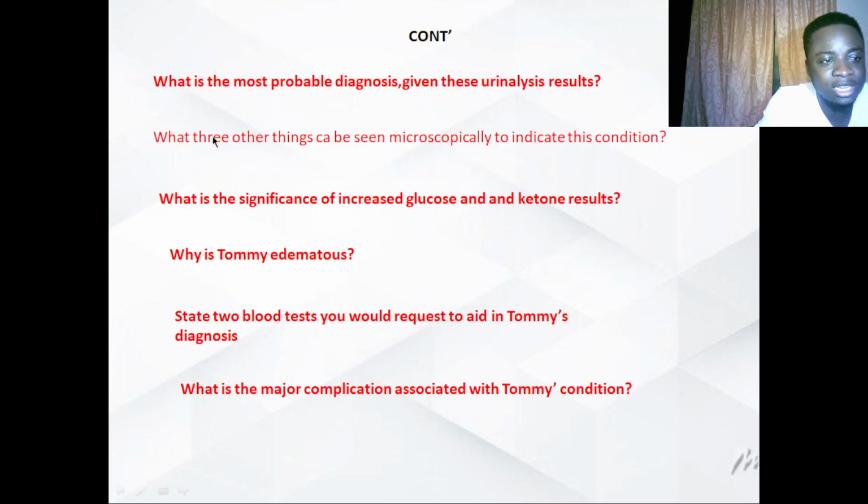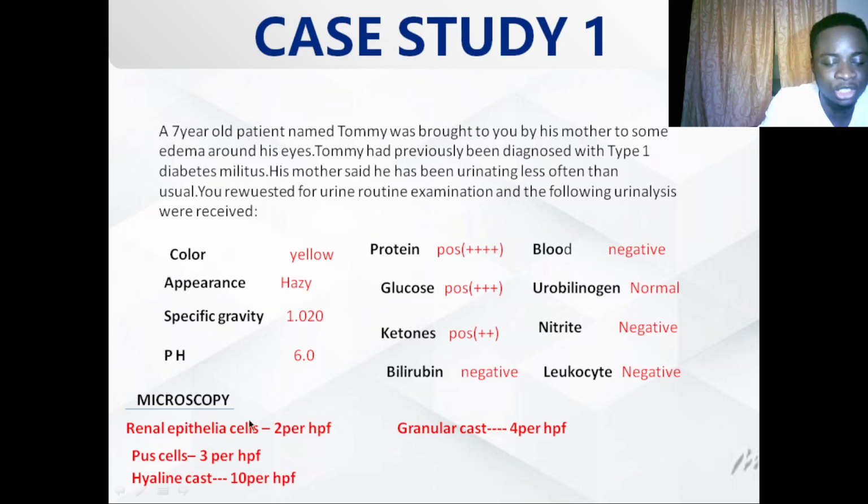Now, what other three things can be seen microscopically to indicate this condition? If we are saying it is renal damage or kidney disease, what are some of the things that can be seen in urine to confirm?